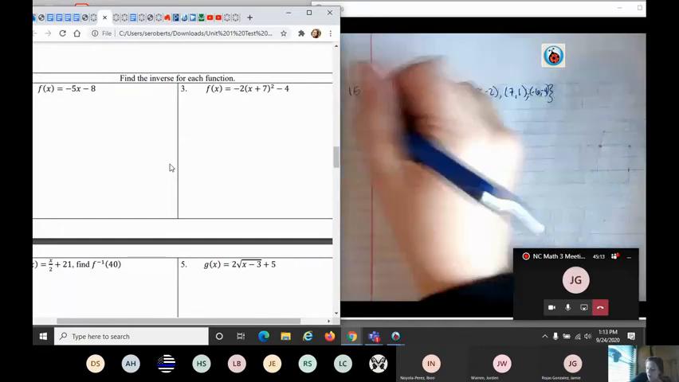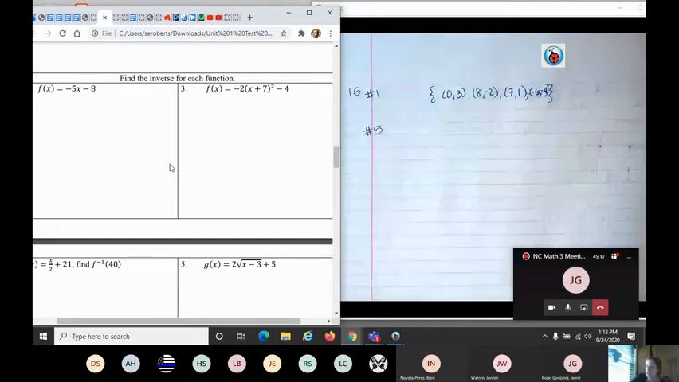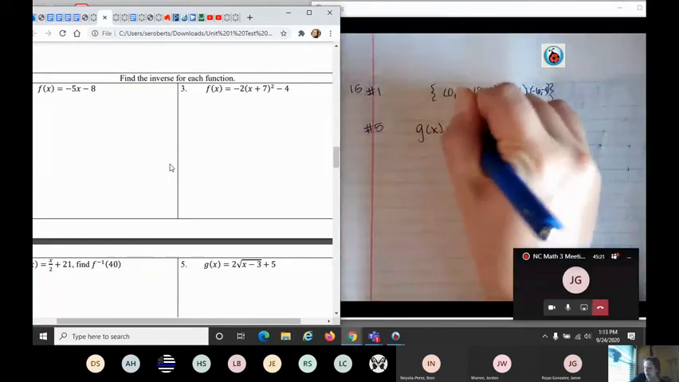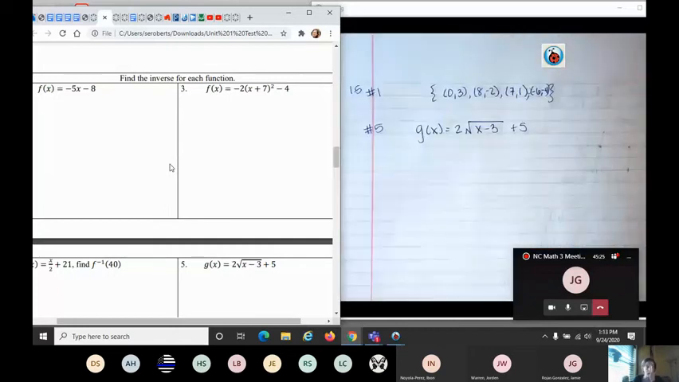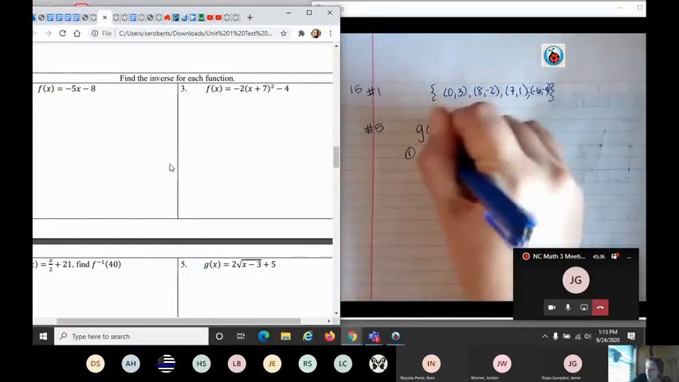So let's do number 5. We're given that g of x is equal to 2 times the square root of x minus 3, plus 5. We're asked to find the inverse for each function. Remember that we're going through this in steps, and step 1 is to replace the g of x with y.